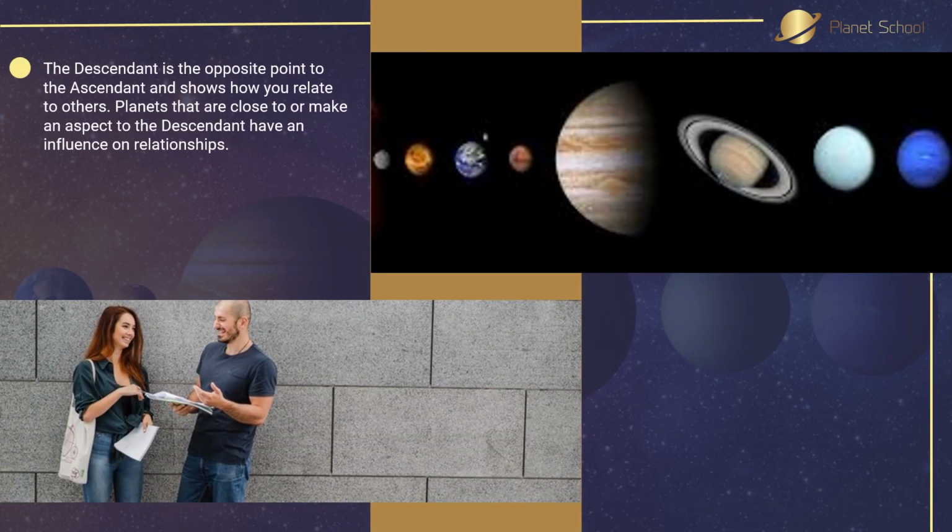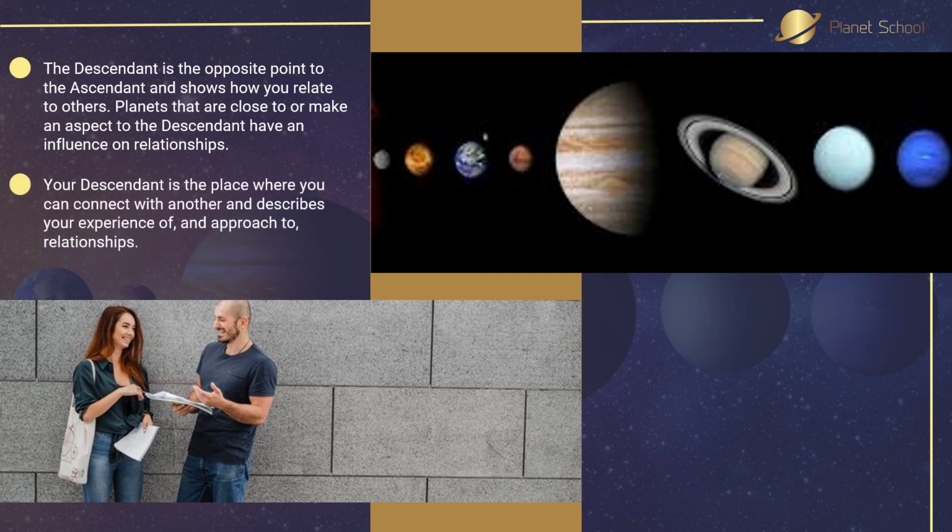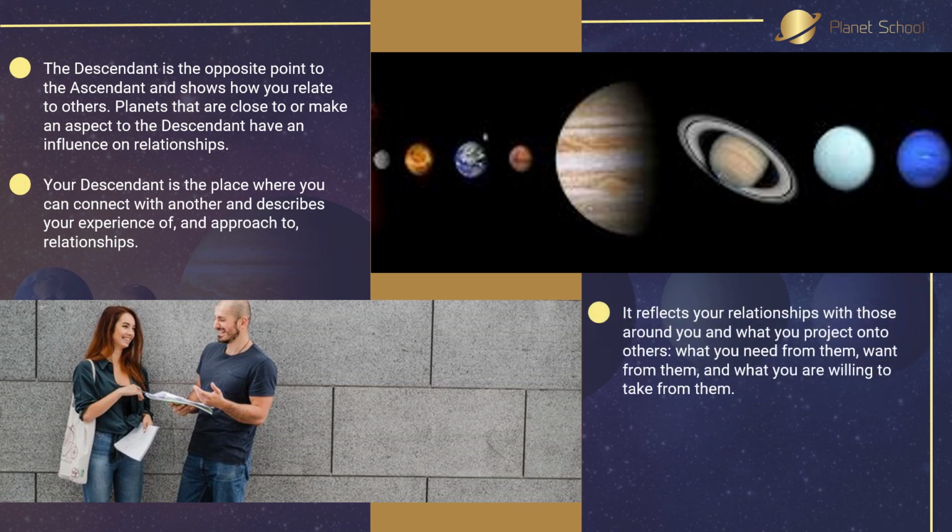The descendant is the opposite point to the ascendant and shows how you relate to others. Planets that are close to or make an aspect to the descendant have an influence on relationships. Your descendant is the place where you can connect with another and describes your experience of, and approach to, relationships. It reflects your relationships with those around you and what you project onto others, what you need from them, want from them, and what you are willing to take from them.